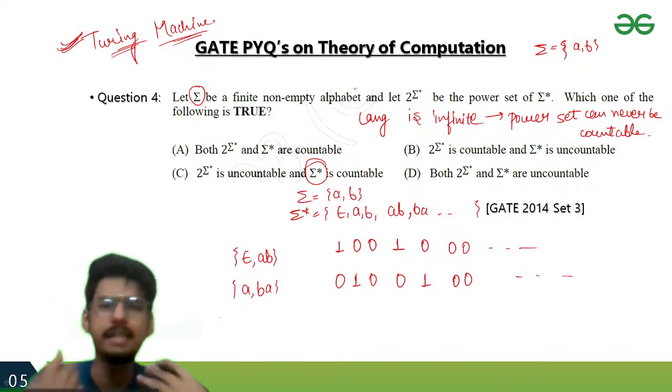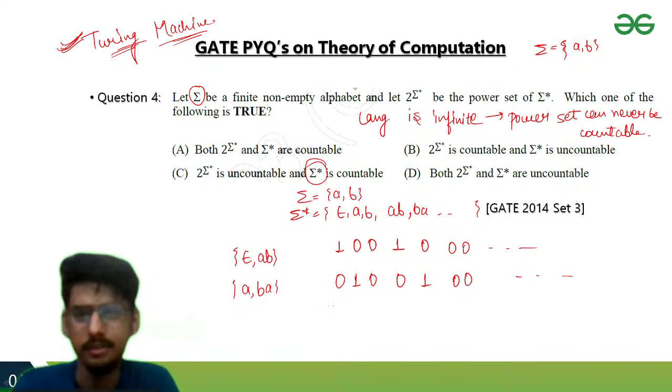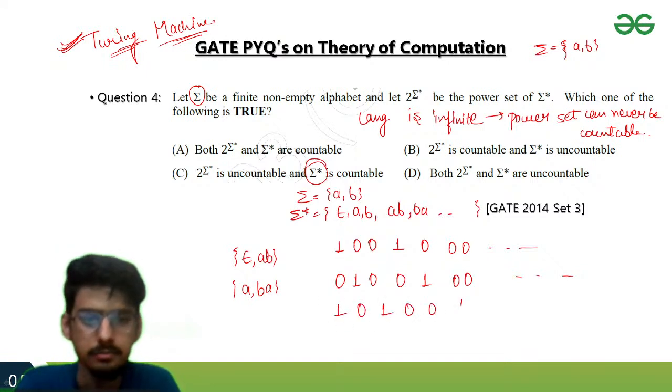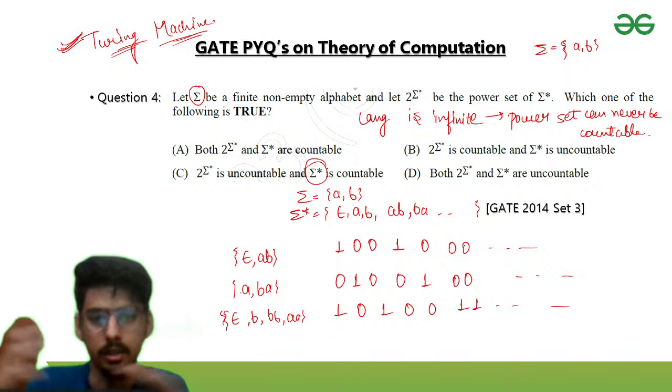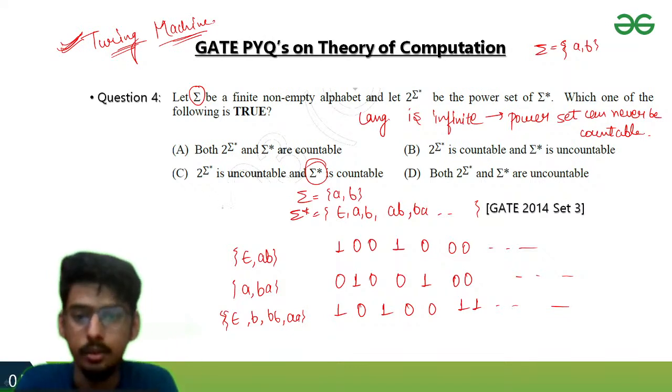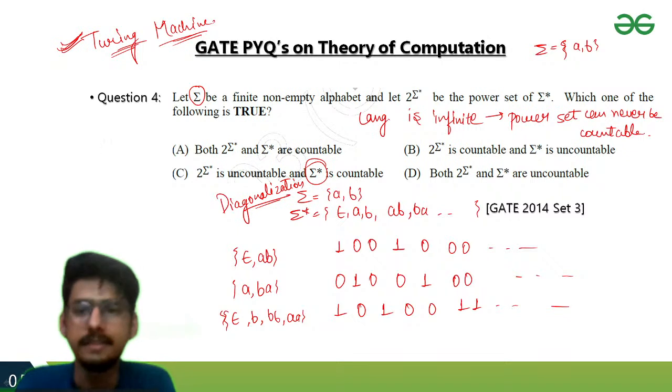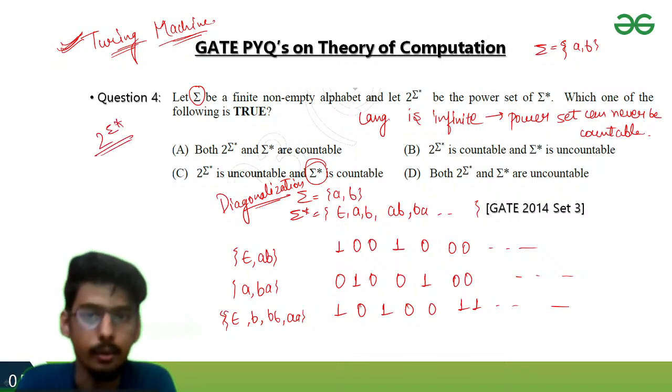Similarly, I can have many subsets. Let's suppose I draw something randomly, a possible tabulation which has epsilon, then B, and something more, maybe BB and AA. I am trying to tell you about the diagonalization theorem. It is a very interesting theorem. I am trying to prove that 2 to the power sigma star, the power set, is uncountable.